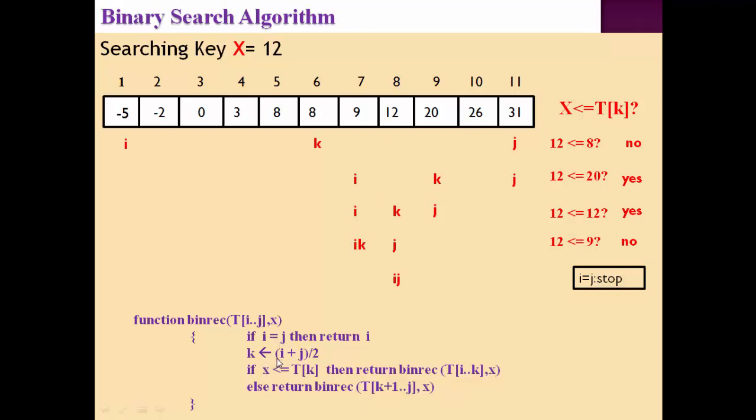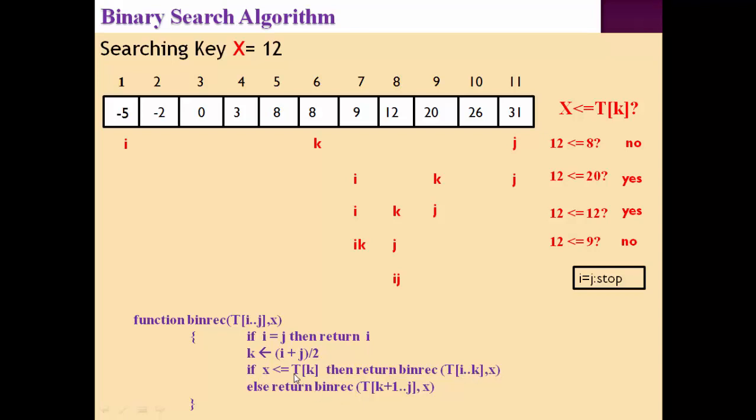Otherwise we have to perform i plus j divided by 2 and identify the middle element, that is k. As we already discussed, every time we identify the middle element using the equation i plus j divided by 2. And we have to call the same function. This function calls itself, that is recursion. If x is less than or equal to t of k, whenever this condition is true, then we search in our left part, and when we search in the left part, i is as it is and j will be k.